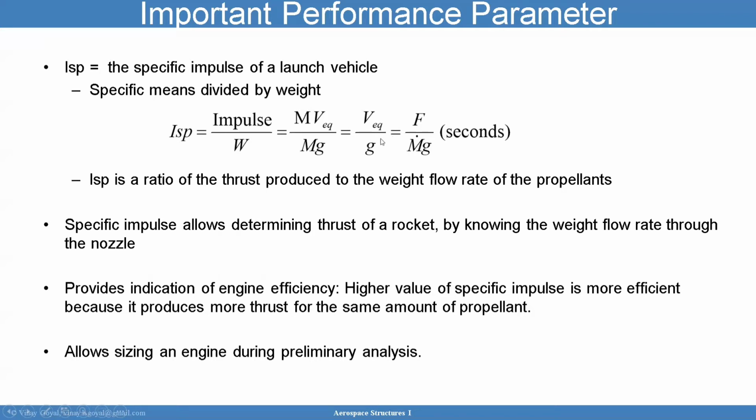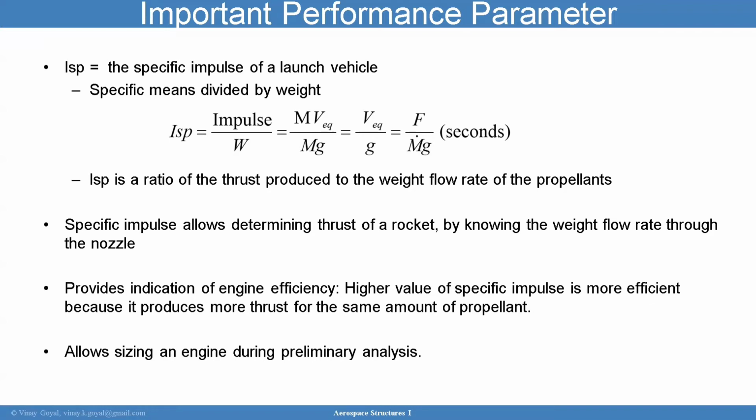As you can see here, the unit of ISP is seconds, which is very strange, but it does provide a lot of information about the rocket itself. So V equivalent divided by g, and notice how this is also F over m dot g, because this top, m dot times V equivalent, is force, thrust. So ISP is a ratio of the thrust produced to the weight flow rate of the propellants.